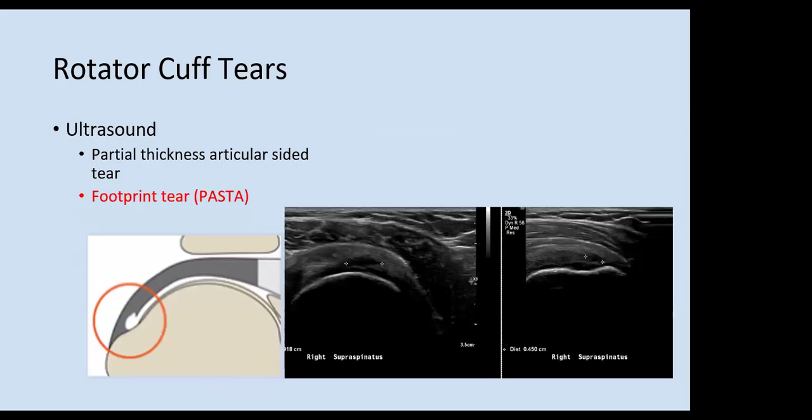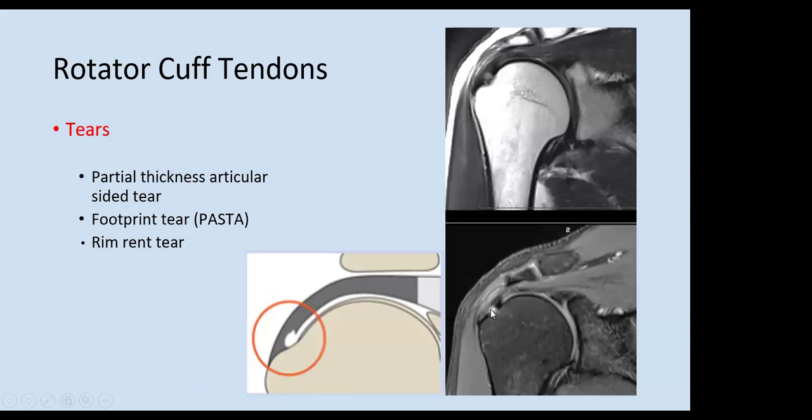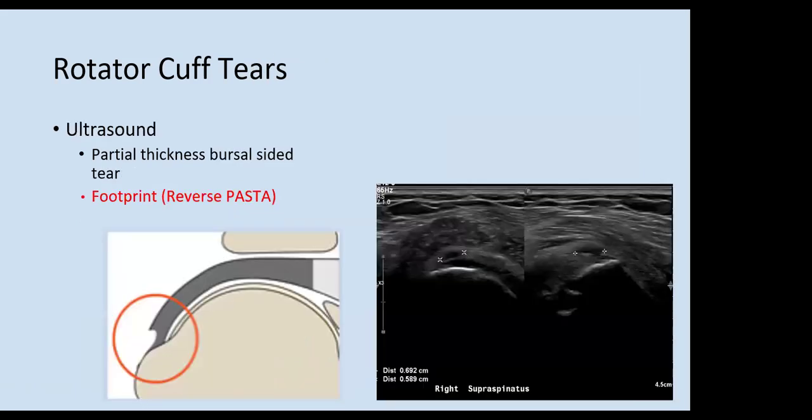And the partial thickness articular sided tear, if it happens in the insertion of the tendon, such as the case that you looked at, is called a PASTA tear, which is partial thickness articular sided tear of the supraspinatus footprint. And the same thing also you can see on the MRI scan. Sometimes it can be called rim rent. So if you heard about PASTA or rim rent, they are the same, both of them. One of them is radiologic and the other one is arthroscopic. And sometimes the arthroscopic surgeons would use a different terminology than our radiology terminology.